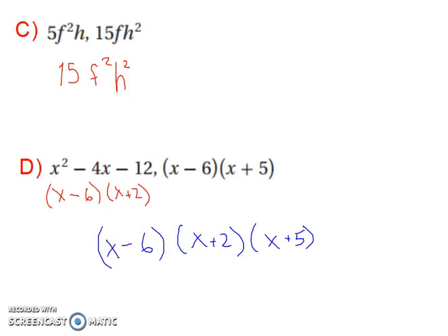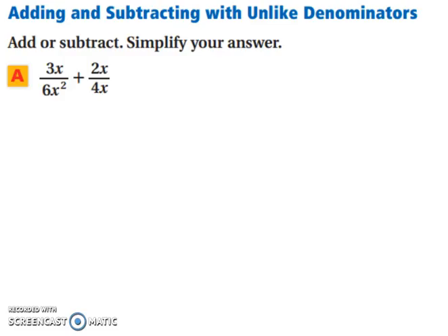So now let's put this idea to good use. We're going to add and subtract with unlike denominators now. We're going to use the least common multiple to give us common denominators. So what's the smallest term that both 6x² and 4x can go into? Well, the smallest term that both of them can go into is 12x². So our common denominator is going to be 12x².